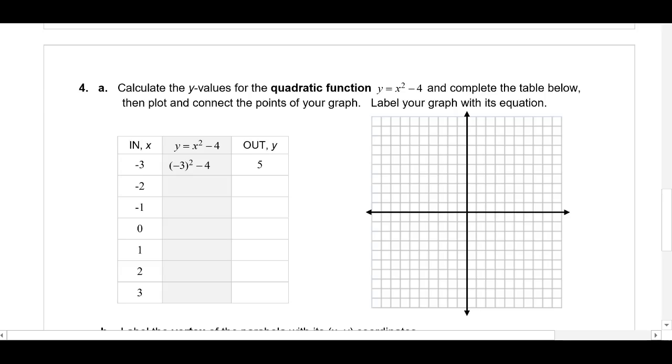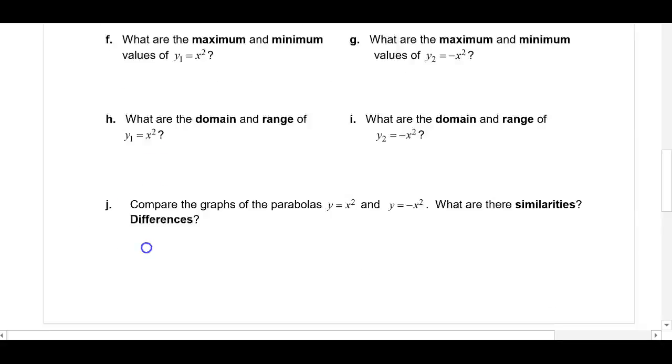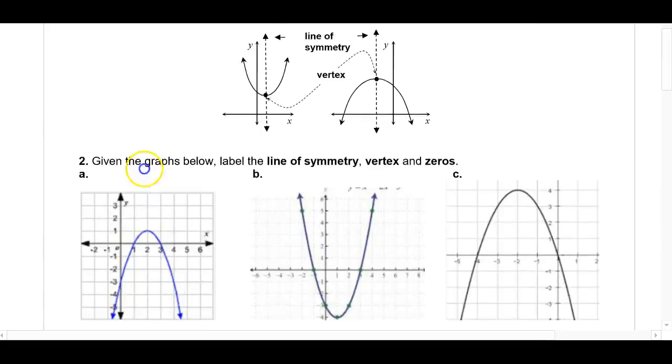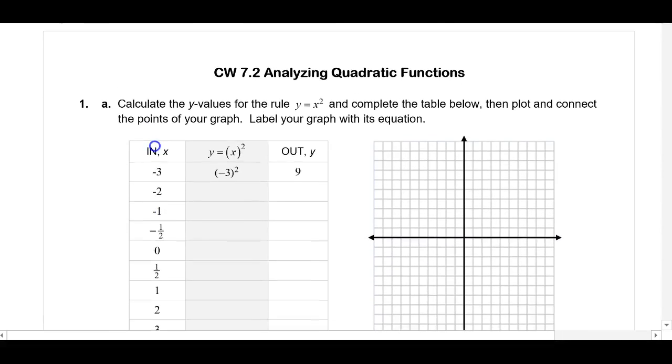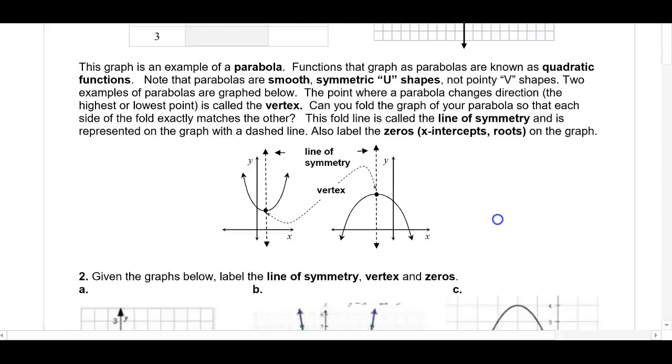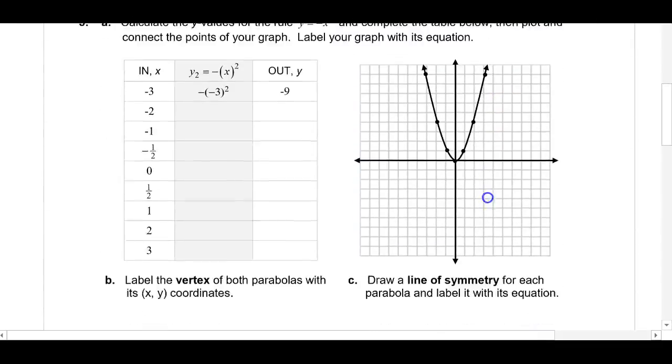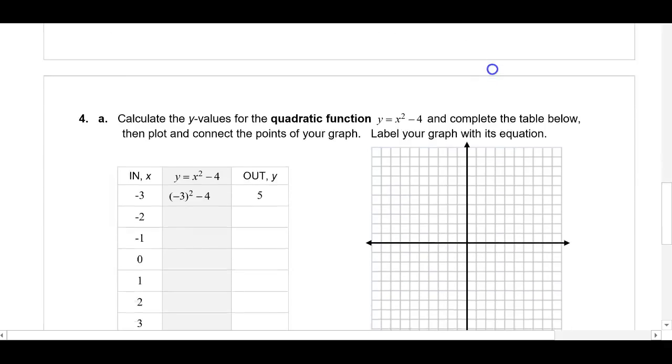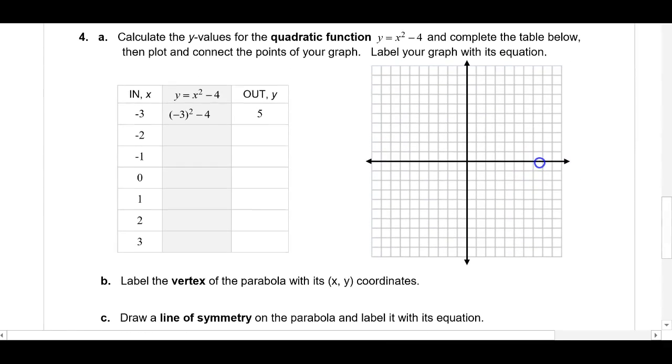Algebra 1, I wanted to go over the last page from 7.2 and I know that in one of the classes I did not get a chance to go over. So if you guys go to 7.2 CW and then go to not the first page, not the second page, but the third page. This is the page that I'm working on.